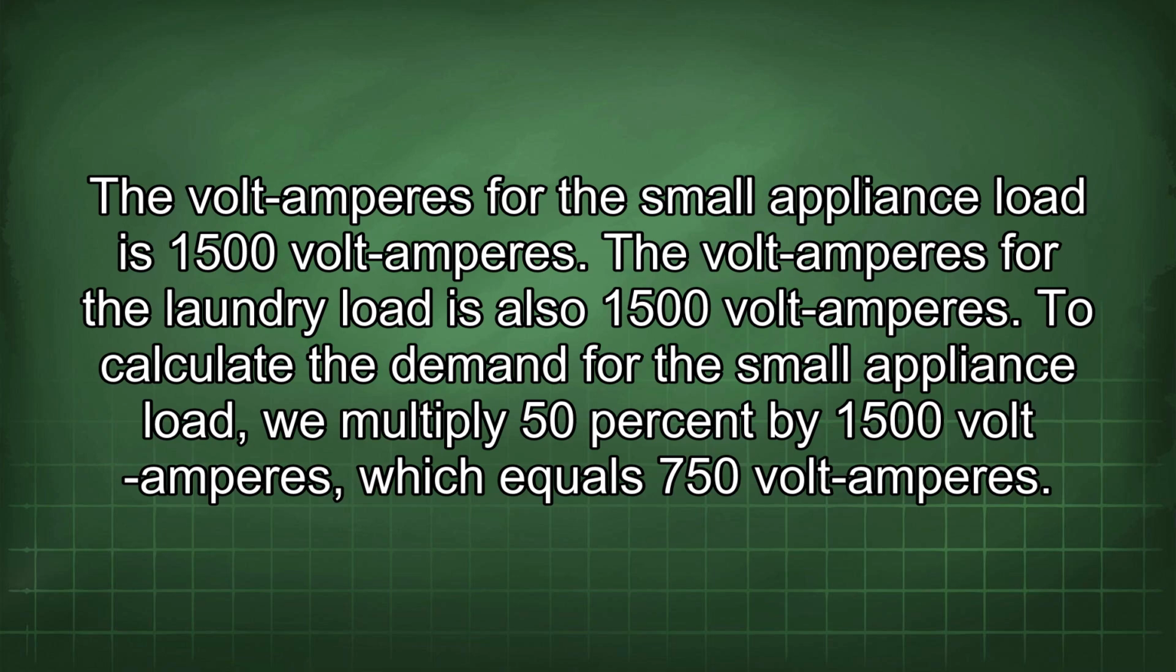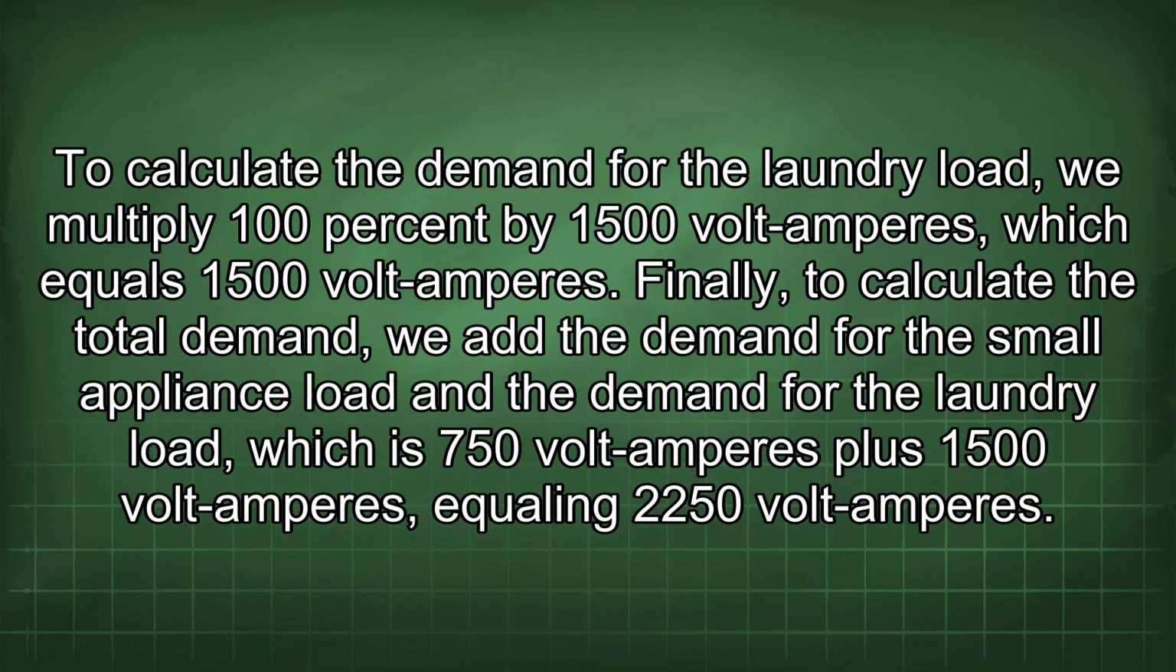To calculate the demand for the small appliance load, we multiply 50% by 1500 volt-amperes, which equals 750 volt-amperes. To calculate the demand for the laundry load, we multiply 100% by 1500 volt-amperes, which equals 1500 volt-amperes. Finally, to calculate the total demand, we add the demand for the small appliance load and the demand for the laundry load, which is 750 volt-amperes plus 1500 volt-amperes, equaling 2250 volt-amperes.